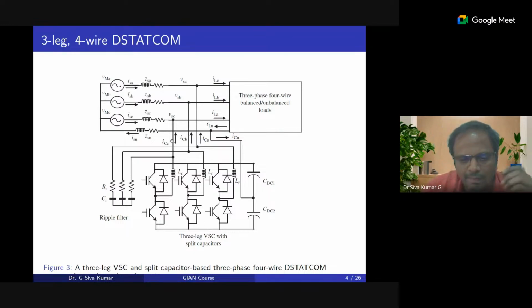Anyone? Forget about the source power factor improvement. Why do we use power factor correction in general? Why use power factor correction in general? Anyone?